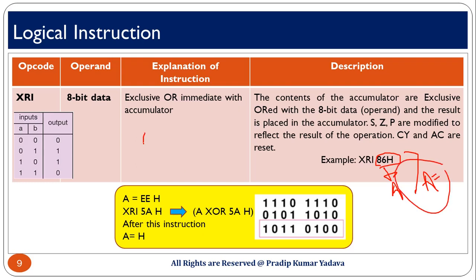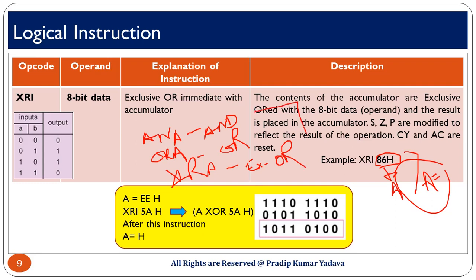Just remember one thing: ANA means AND operation, ORA means OR operation, and XRA means XOR operation. You only have to remember the truth table of these, then you can easily solve any program related to AND, OR and XOR.